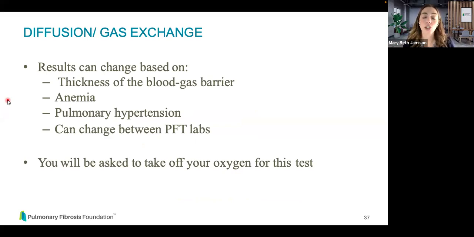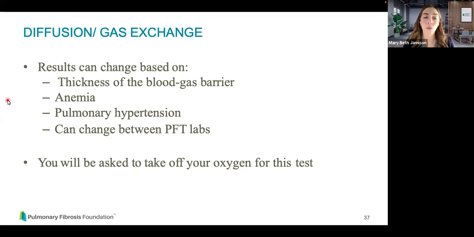there can be a pretty significant change between pulmonary function test labs. So we take all of those things into consideration when we're looking at a DLCO number. Say somebody had a pulmonary function test done in Colorado, and then they come to Tucson, Arizona, and they're doing a pulmonary function test in a different lab at a different elevation. They require different oxygen at each place. So that can change pretty significantly.